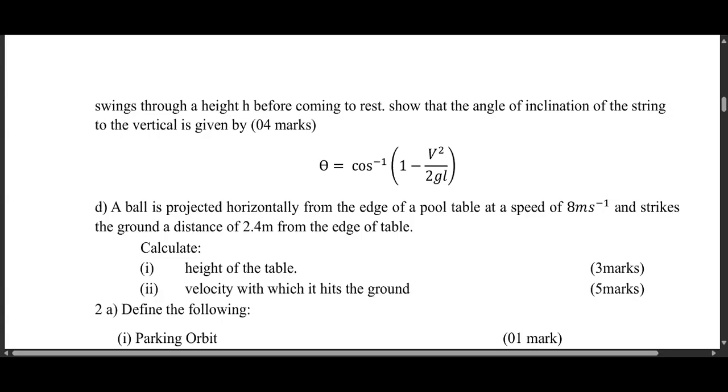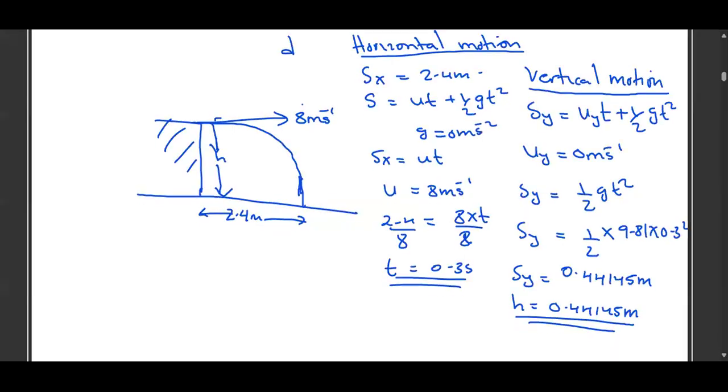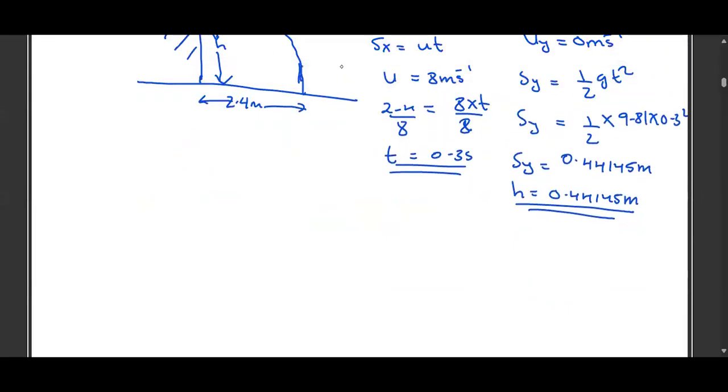So we shall first get Vx, whereby Vx is the velocity in the horizontal at that instant as it hits the ground. But remember that the horizontal motion velocity remains the same. It doesn't change. So for this case, Vx is going to be the same as Ux, which is 8 meters per second.